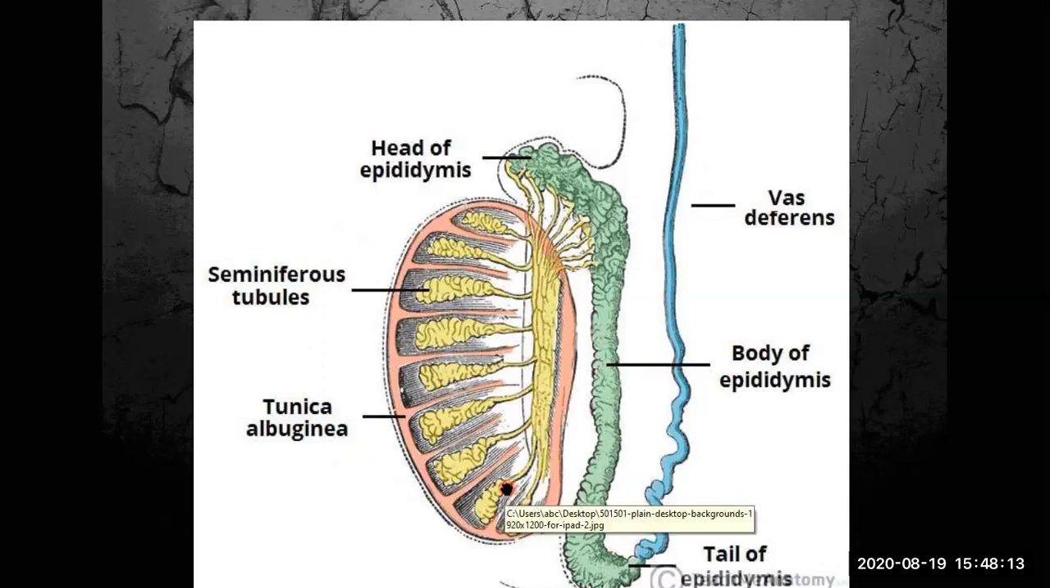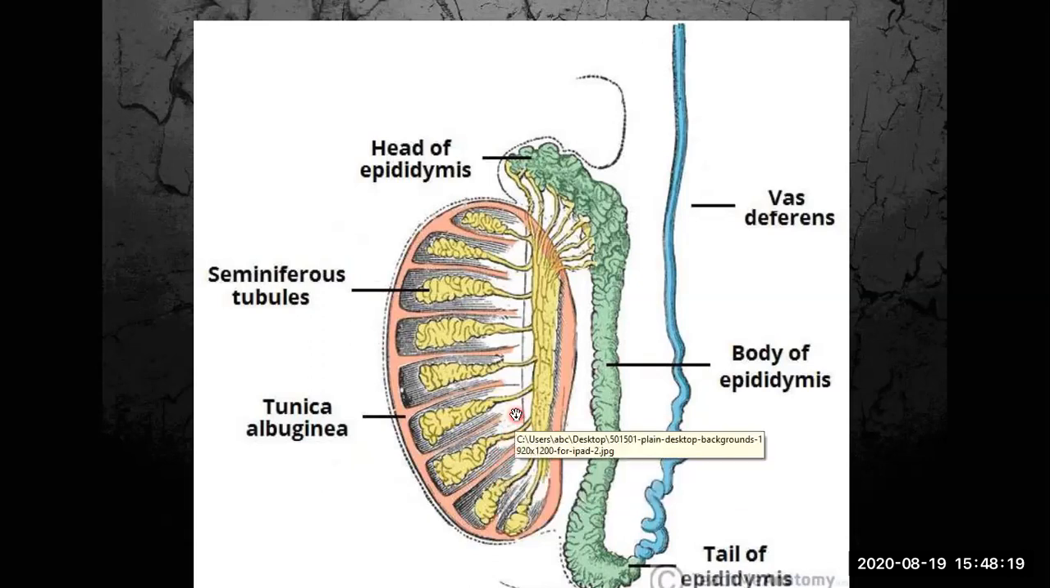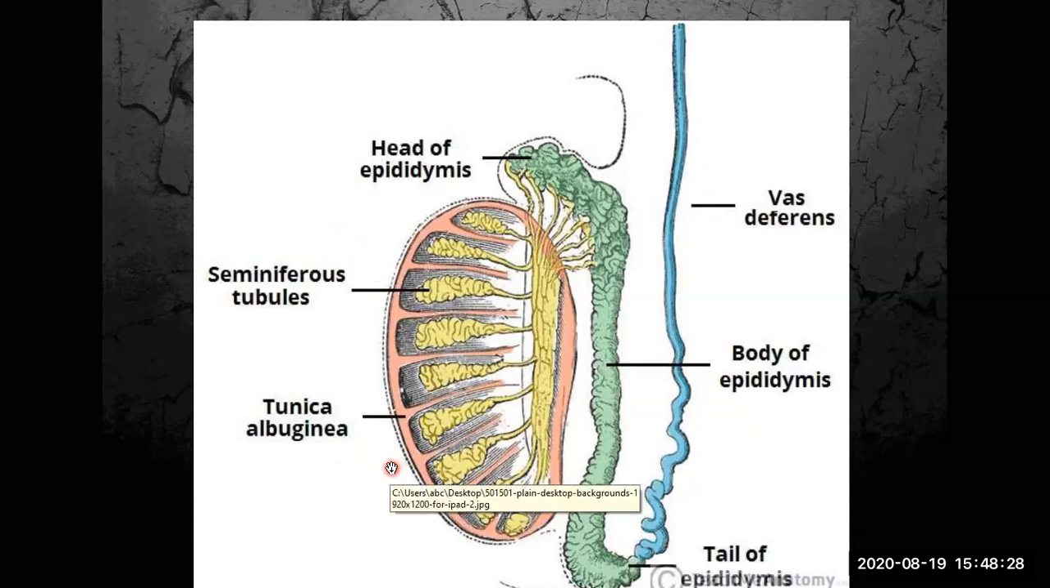Testis is located in the scrotum, in the extra abdominal pouch, and it is present outside the body. In 10th standard you have already studied that the testis is located outside the body to maintain the temperature for spermatogenesis, as sperm production requires a temperature 2 or 3 degrees less than the body temperature. That's why it is present outside the body in the extra abdominal pouch in a tough capsule that is called scrotum. If you see the picture of testis, it has many tubular structures.